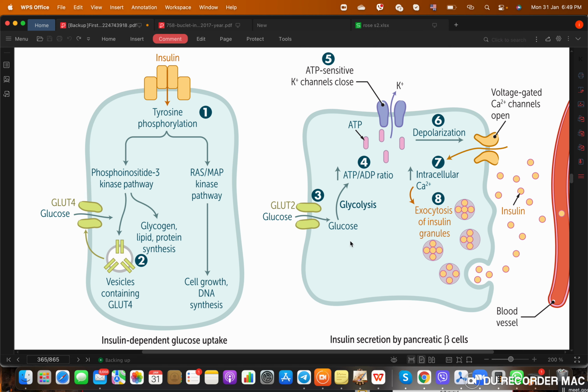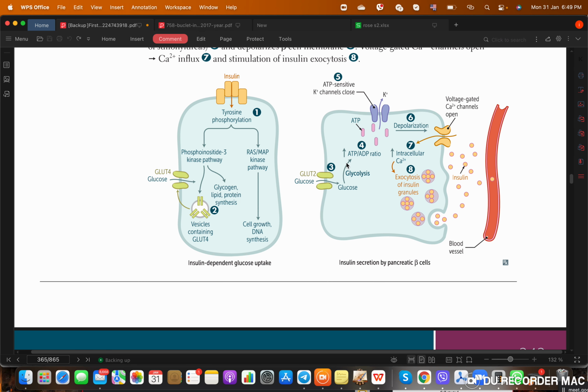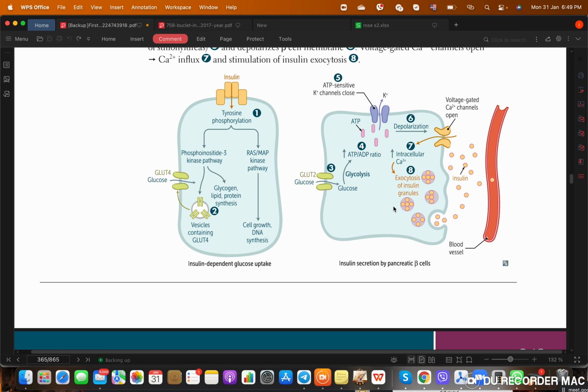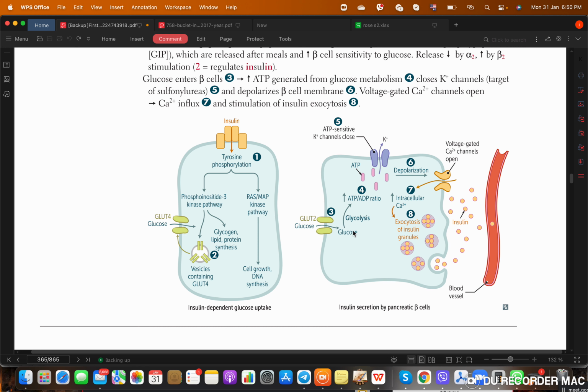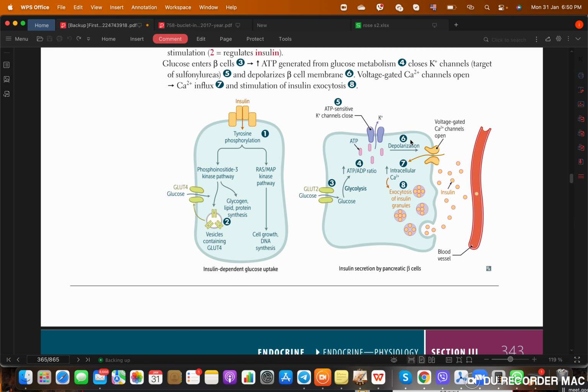When there is glucose inside of the cell, you will have the process of glycolysis occurring, which, if you remember, increases the amount of ATP inside of your cell. It doesn't matter which cell. Glycolysis always increases the ATP. So the ATP now is going to work at the ATP-sensitive potassium channel, and that is going to lead to closure, and that is going to lead to depolarization.